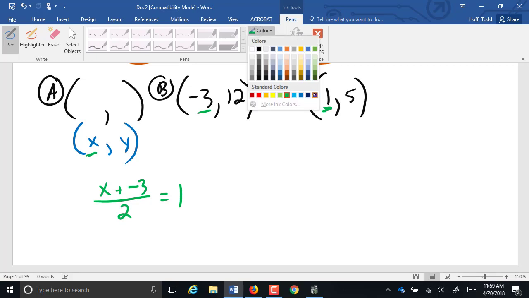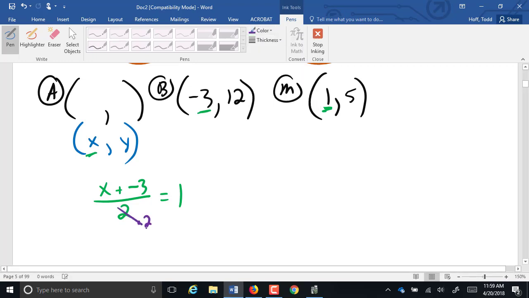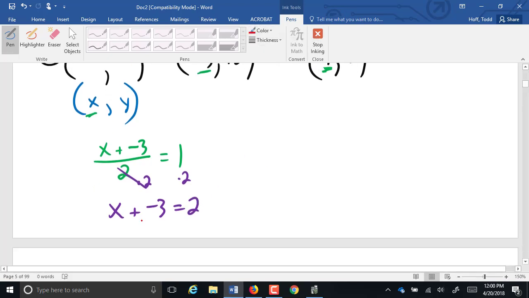So we will solve by multiplying by 2. So x plus a -3 equals 1 times 2, which is 2. And that's a -3. We can either subtract a -3 or add a +3. Works the same. So x equals 5.